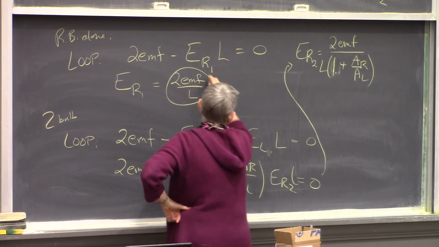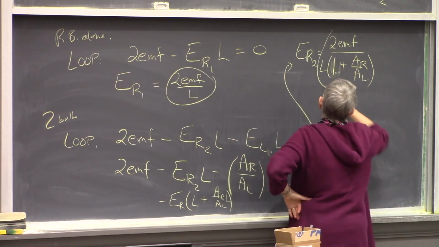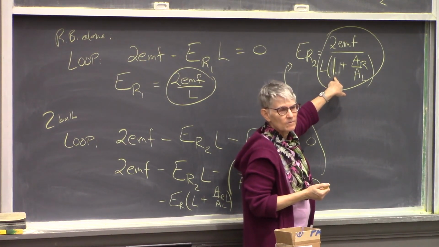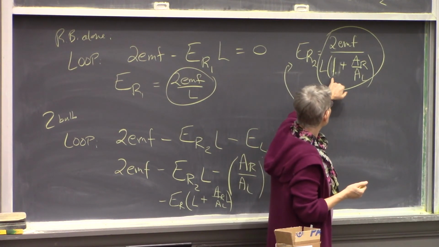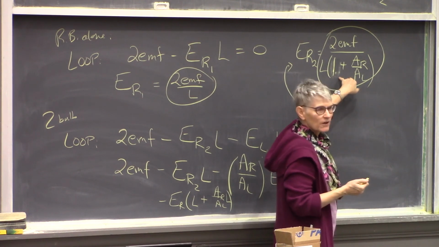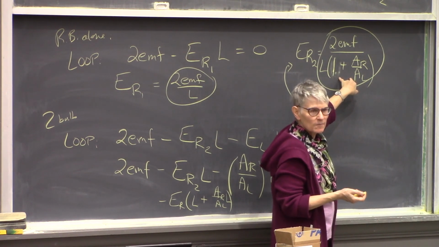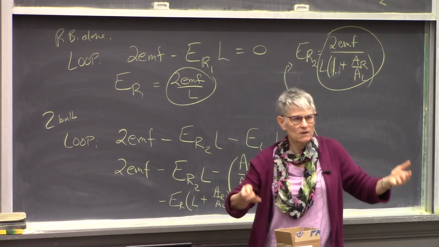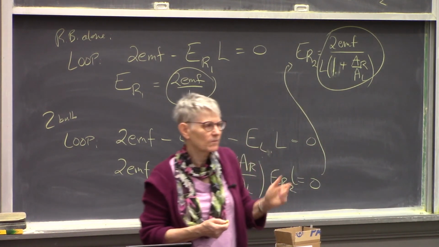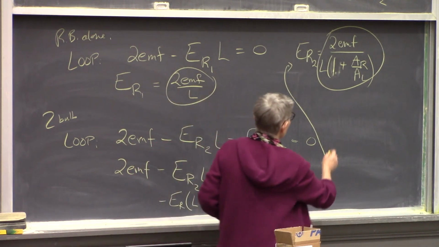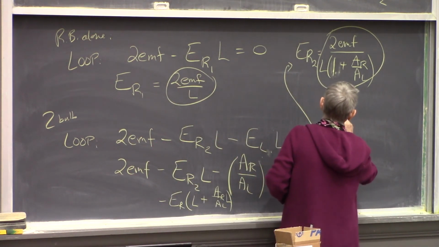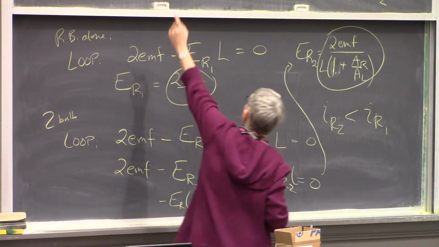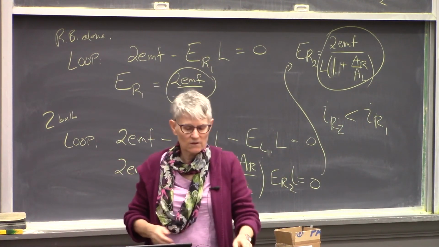So compared to this, this is a much smaller electric field because it's not just divided by L, it's divided by something that's bigger than L. And so the current is proportional to the electric field, so therefore the current in the round bulb in this complicated circuit is less than the current in the other circuit.